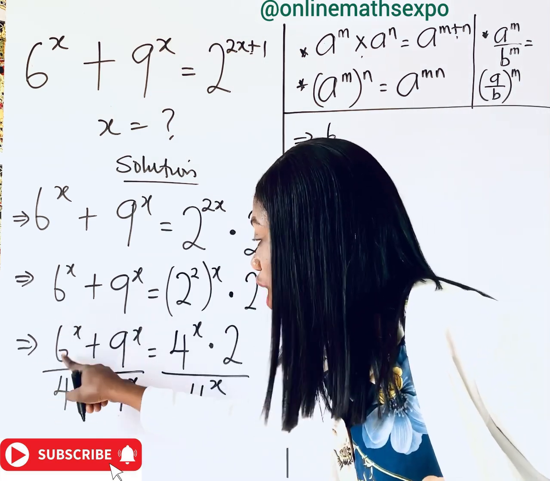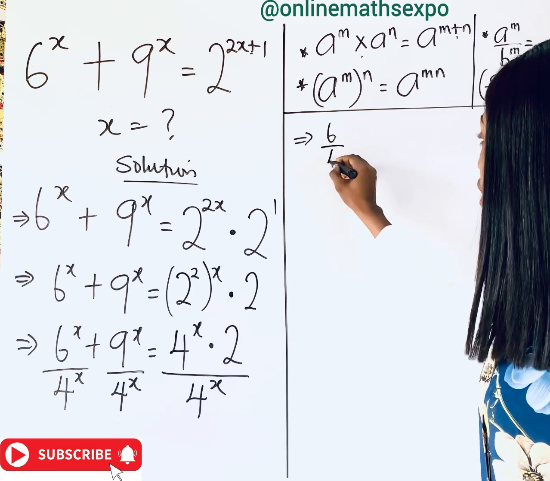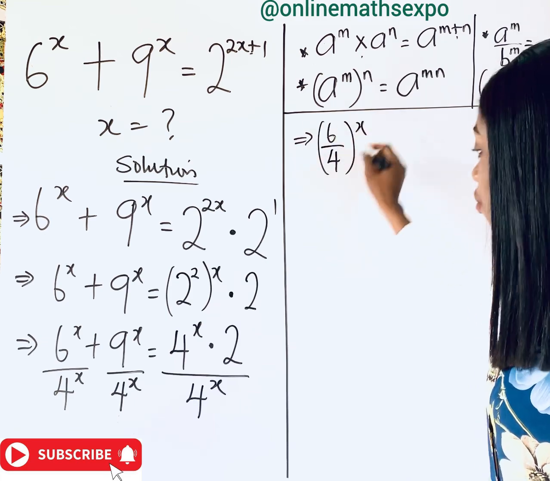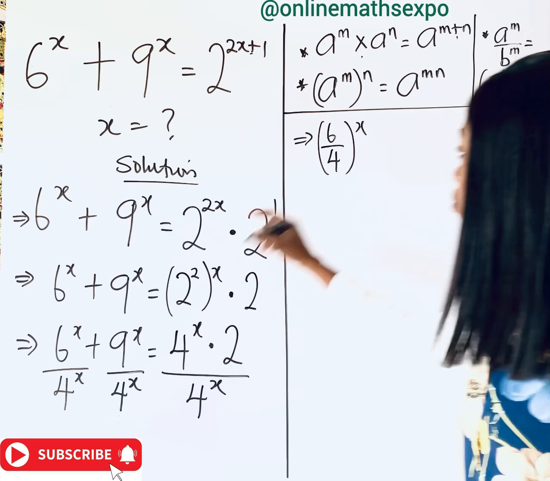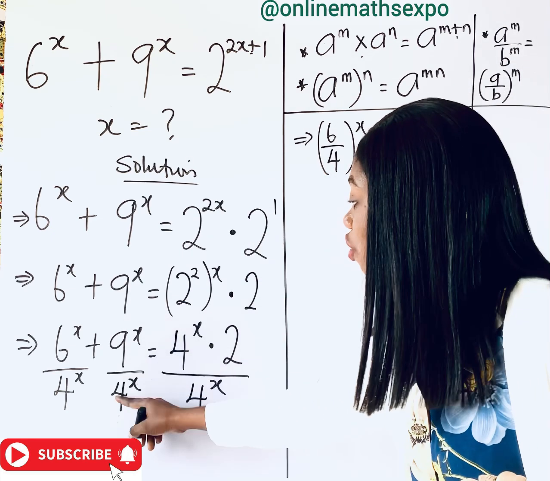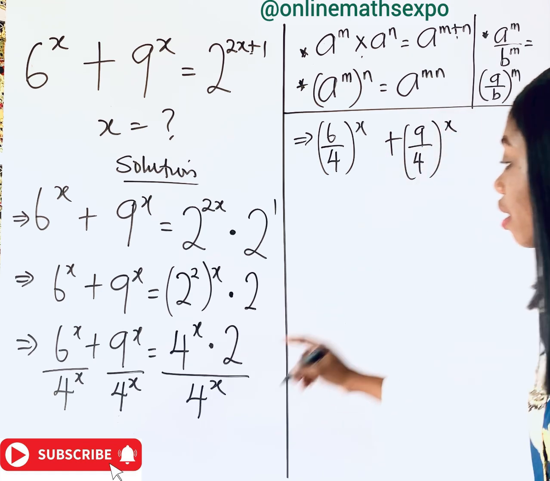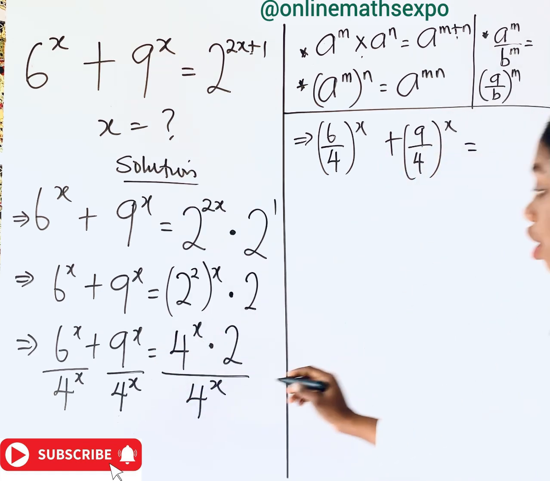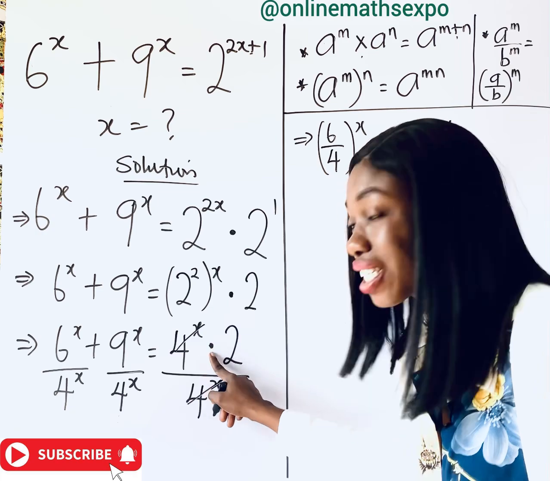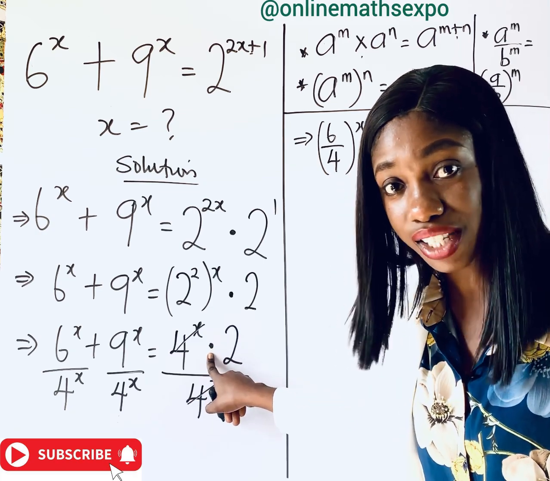And if you do it, you are going to have 6 over 4 raised to the power of x. Did you see? Plus this will give us 9 over 4 raised to the power of x. Okay? Then is equal to, this can cancel this. It is cancelling because we are multiplying. Please take note.